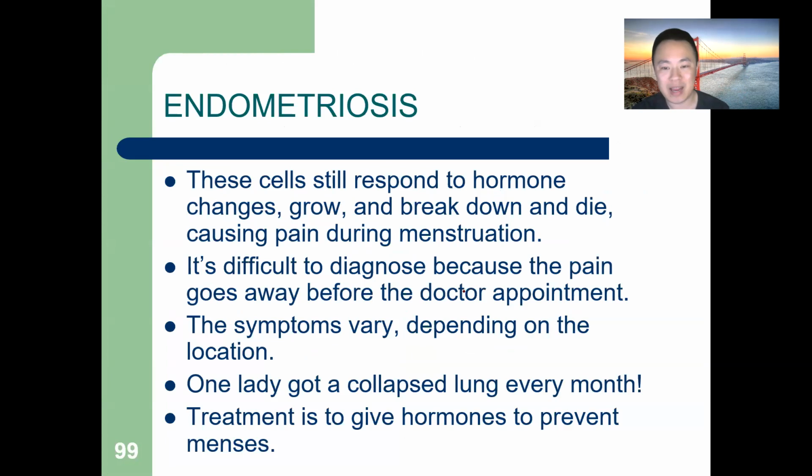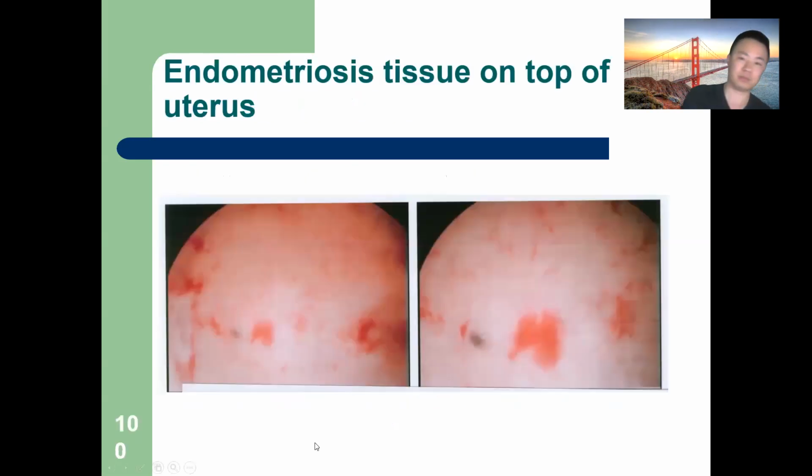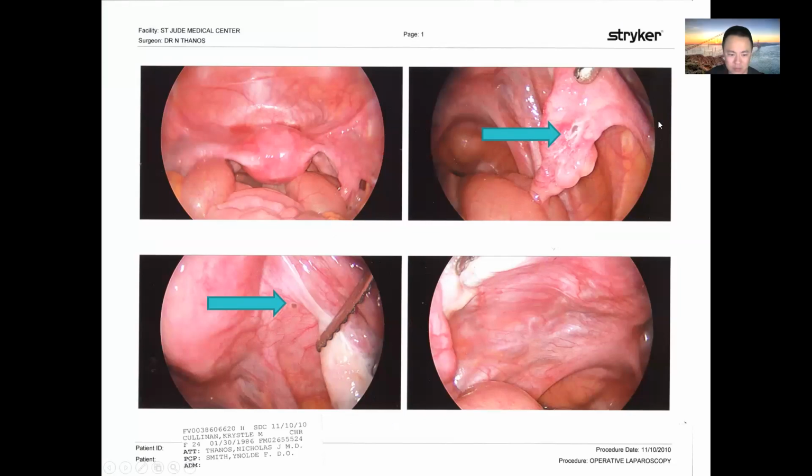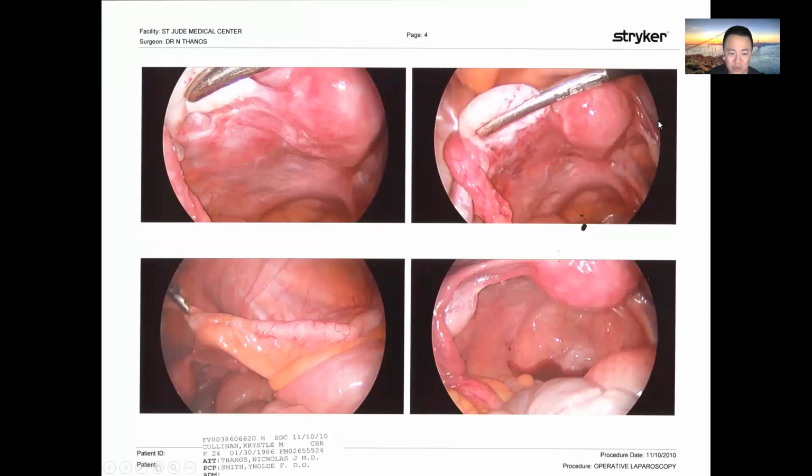It's difficult to diagnose because the pain goes away before the doctor's appointment. The symptoms vary depending on the location. And there was one lady that got a collapsed lung every month. And the treatment here is to give hormones to prevent menstruation. You can see here the endometriosis tissue on top of the uterus. Here's another one.